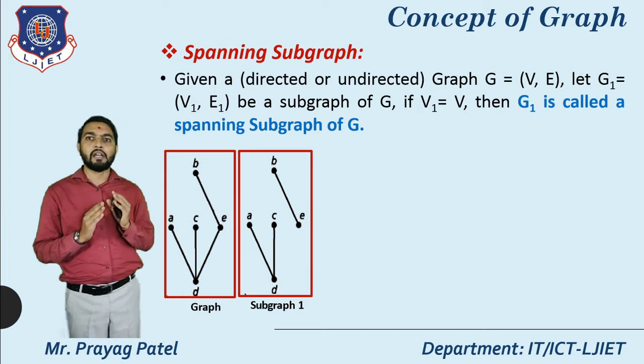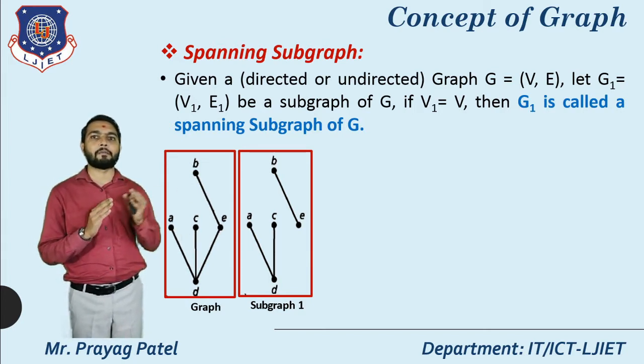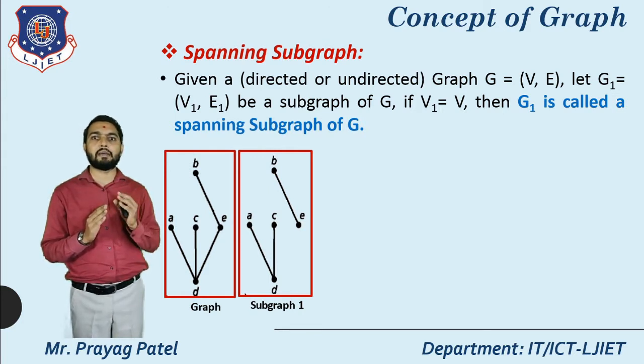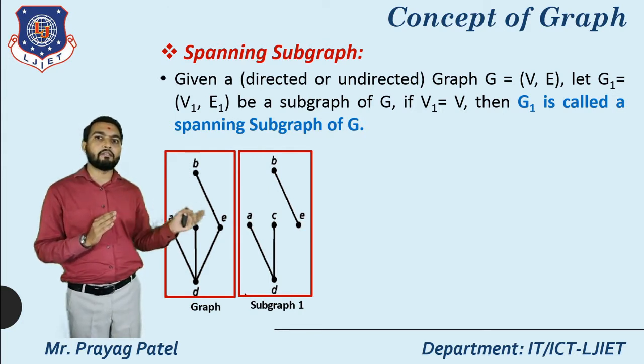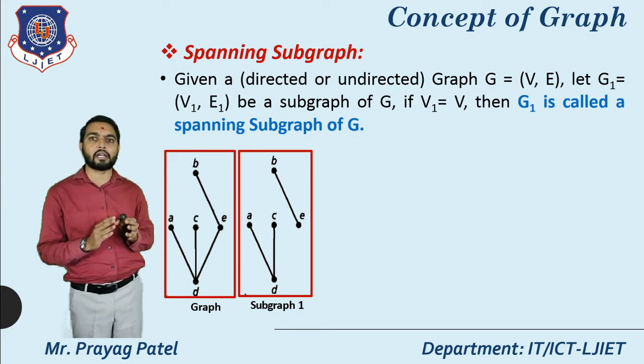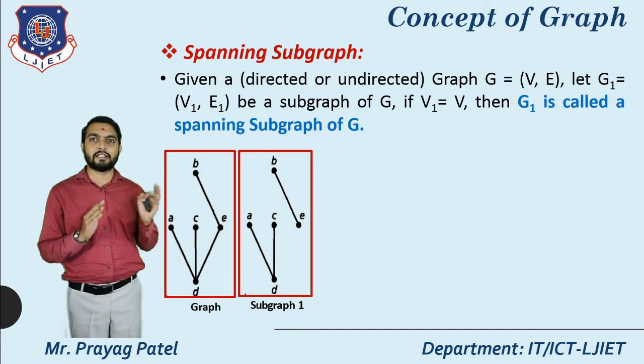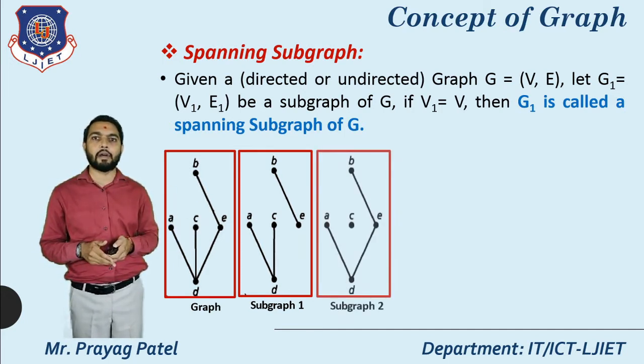So here we have vertices A, B, C, D, E in your graph, and also in subgraph 1 we have 5 vertices A, B, C, D, E. Here we may include some edges and leave out some edges, that is possible, but compulsorily we include all the vertices. So this is considered as spanning subgraph 1.